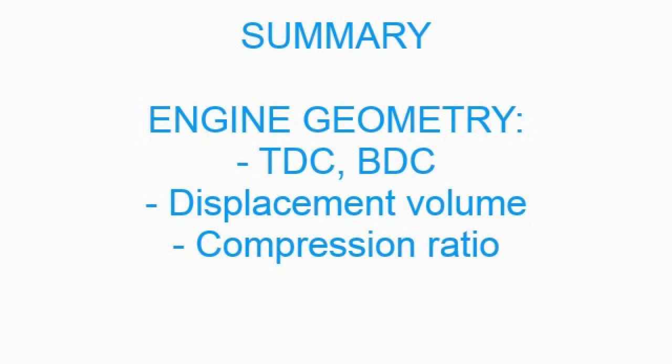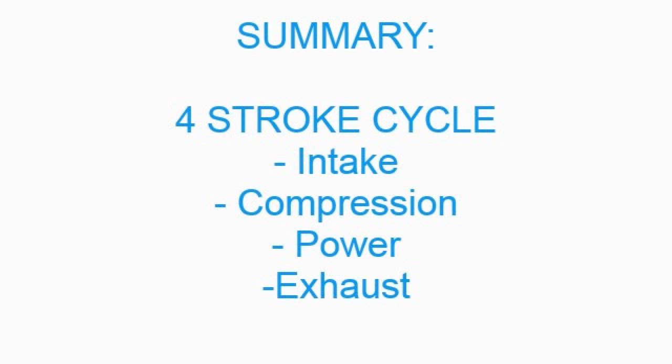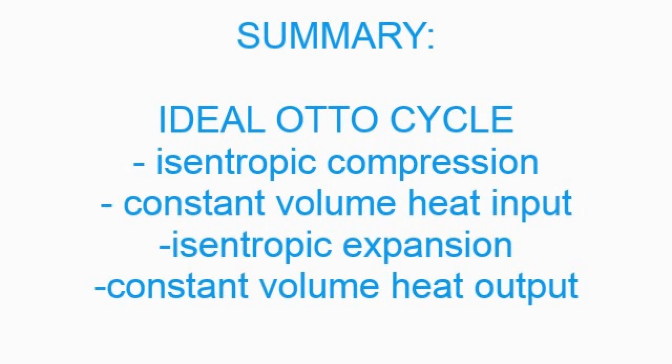So in summary, in this video, we went over engine geometry, top dead center, bottom dead center. We looked at the 4-stroke cycle: intake, compression, power, exhaust. Then we looked at the ideal Otto cycle, which consists of compression, constant volume heat input, expansion, and constant volume heat removal.